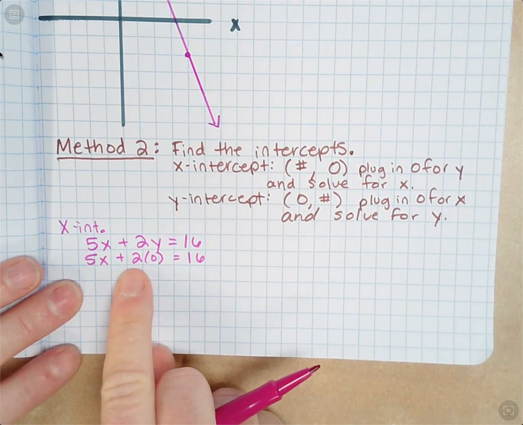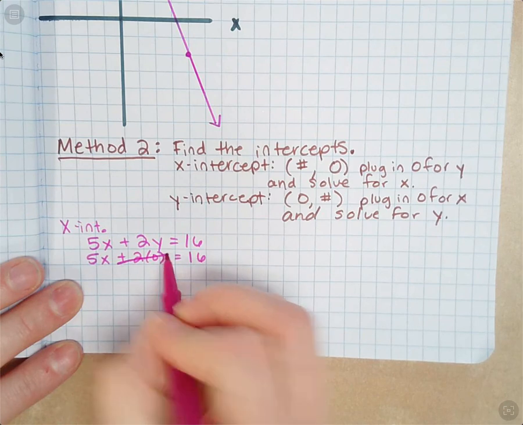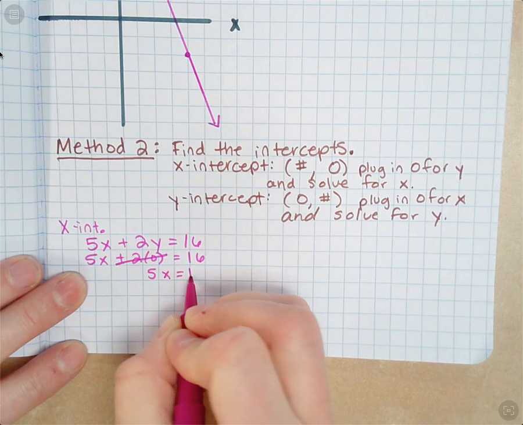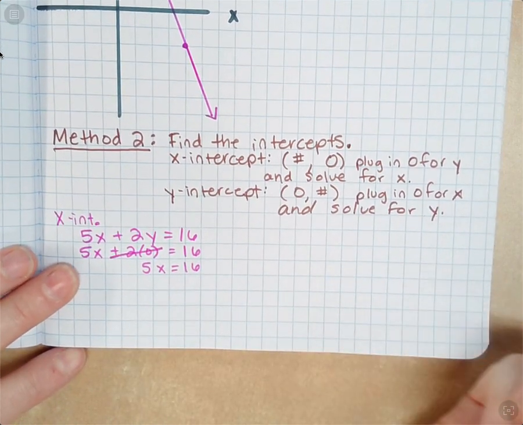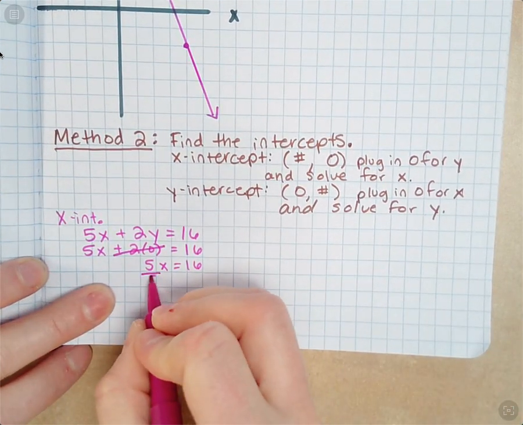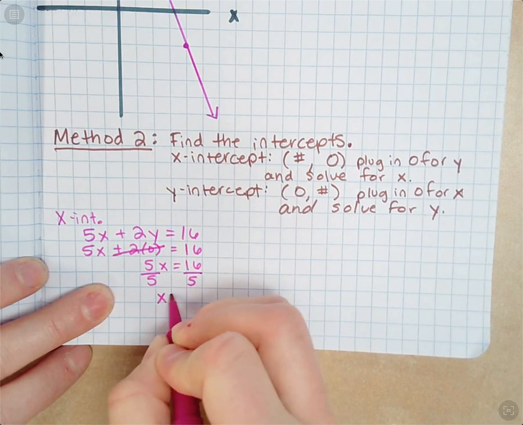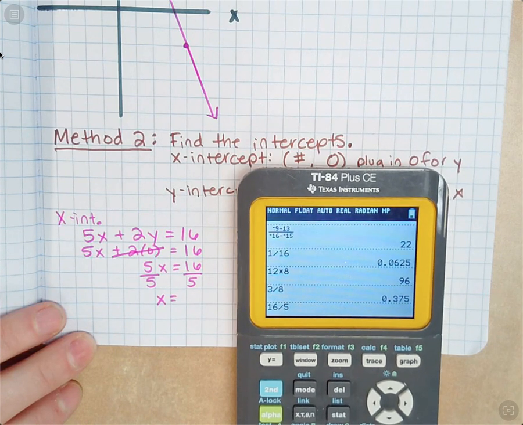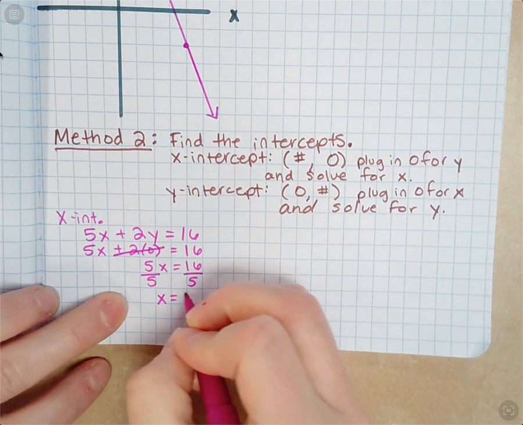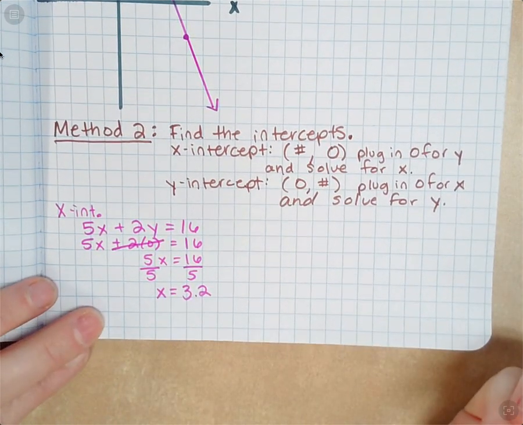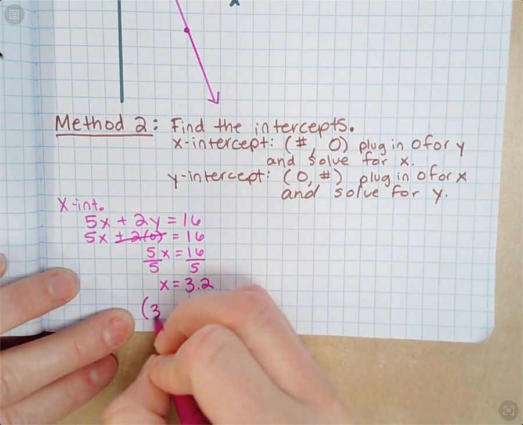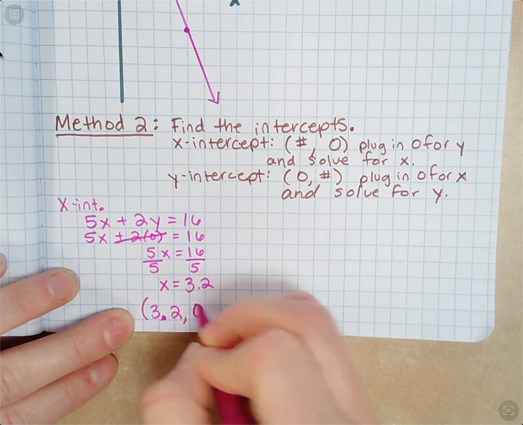What happens to 2 times 0? It becomes 0. So all we're really left with is 5x equals 16. So then what do we do there? Just divide by 5. So what does x equal? 3.2. And we're going to write it as a coordinate, like I said, x, y, so 3.2, comma, 0.